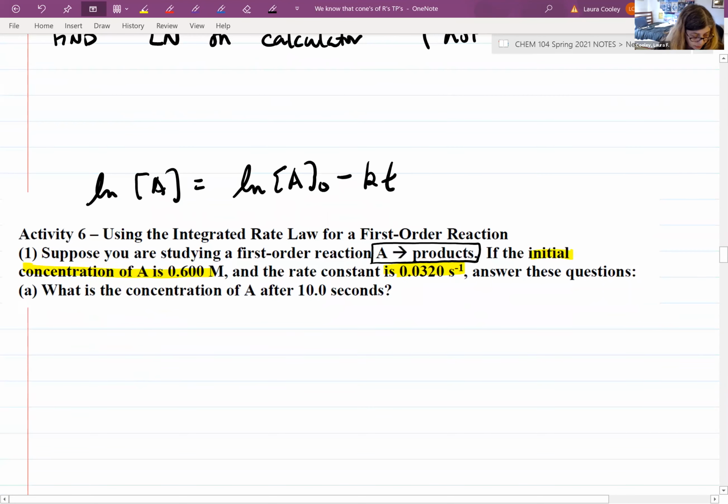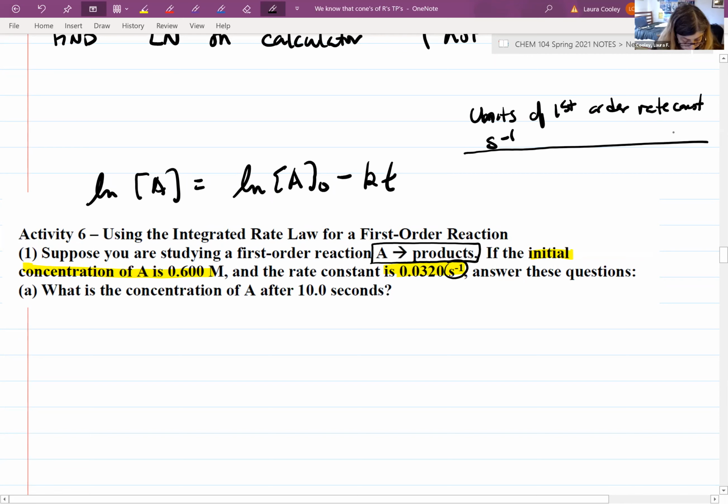Oh, and so I should maybe make a little bit of an aside because I haven't talked about first order rate constants. Notice the units of a first order rate constant is inverse seconds. Now, why would that be? Okay, so let's go figure that out. We know that the rate is k times the concentration of A. What is the unit of a rate? What is the unit of a rate? Anybody?